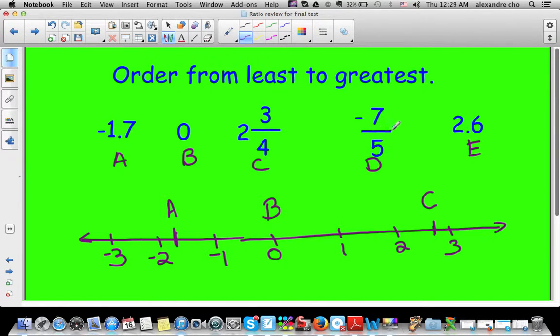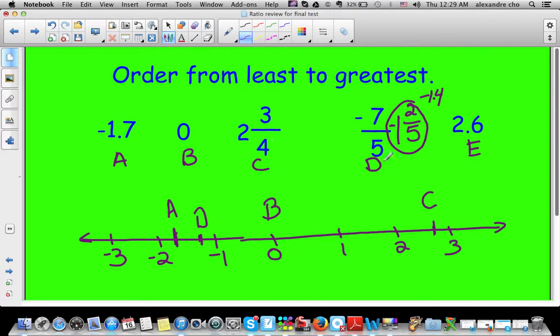D, negative 7 over 5. You should have changed that to an improper fraction. Okay, negative 7 over 5 is negative 1 and 2 over 5. Okay, that was an improper fraction. Change it to a mixed number. And that gives you negative 1 and 2/5. Negative 1 and 2/5 would be negative 1 and 2/5, you could have changed that to a decimal. Okay, and that would have given you negative 1.4. And that is somewhere around here. That's D.